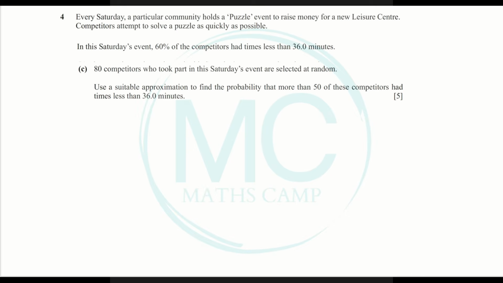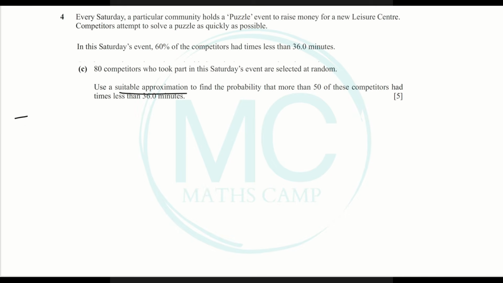Use a suitable approximation to find the probability that more than 50 of these competitors had times less than 36 minutes. Use a suitable approximation. This tells us that we need to convert from binomial distribution to normal distribution.